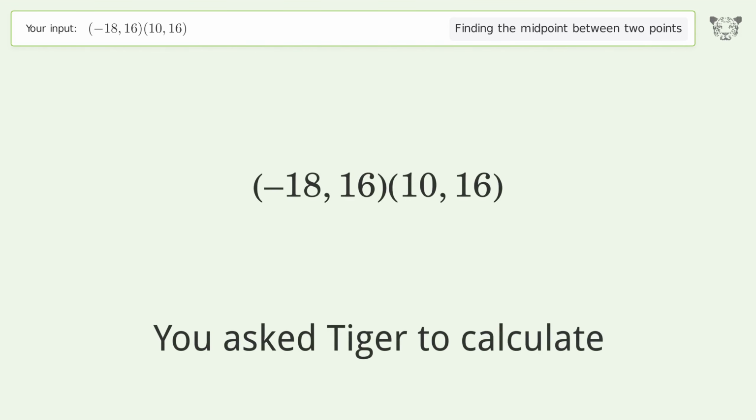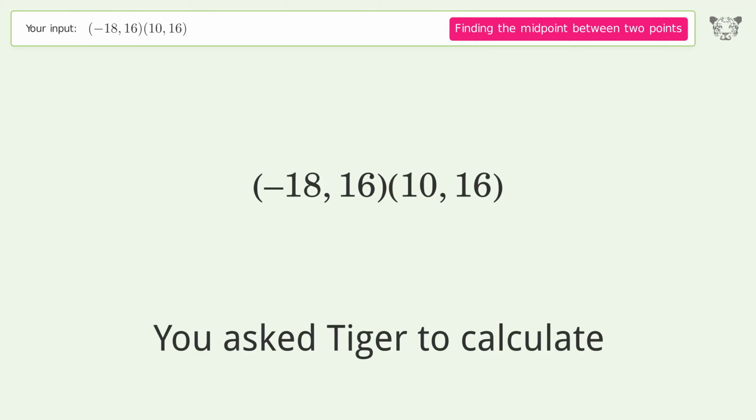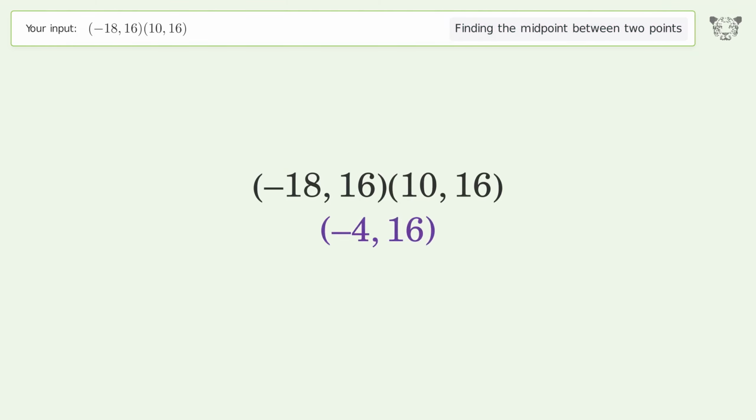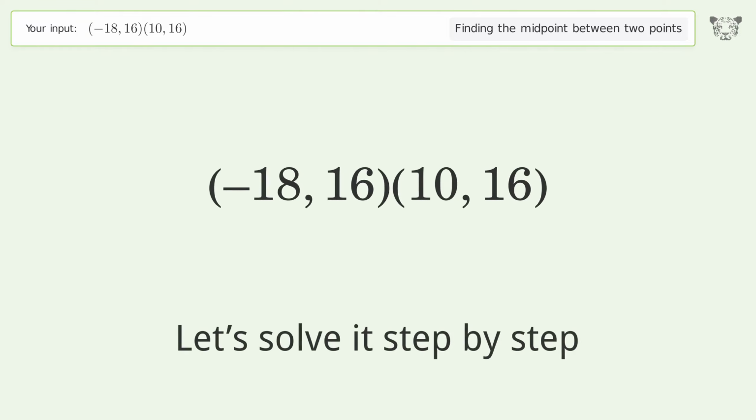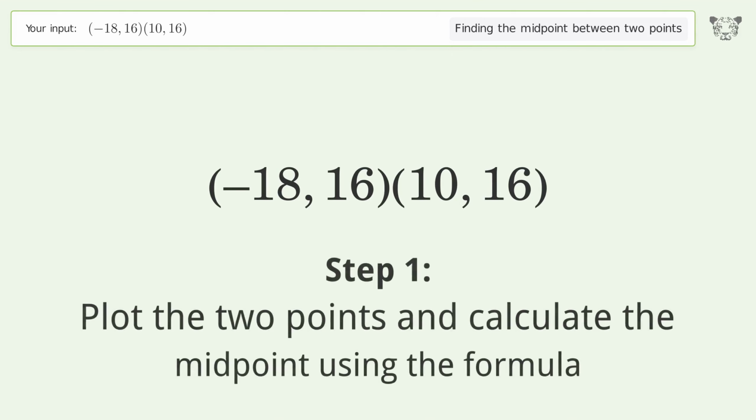You ask Tiger to calculate. This deals with finding the midpoint between 2 points. The midpoint between the 2 points is -4, 16. Let's solve it step by step. Plot the 2 points and calculate the midpoint using the formula.